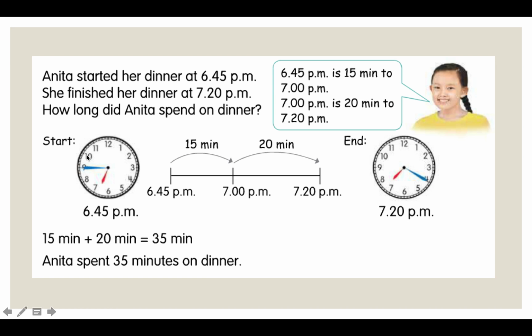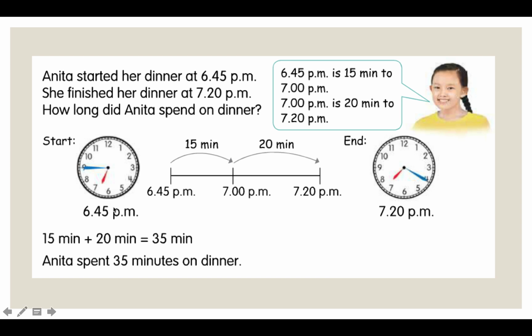We're going to count this area first because it's easy for us to count. 5, 10, 15. And we have already made a 7 o'clock. So from 6:45 to 7 o'clock is 15 minutes. Next, from 7 o'clock over here to 7:20, we count another 5, 10, 15, 20. And that's another 20 minutes. So we take 15 plus 20. That gives us 35 minutes on dinner.